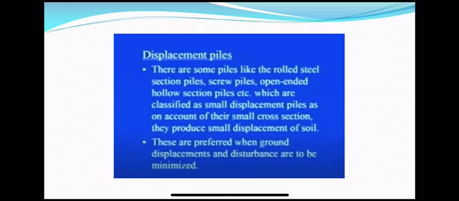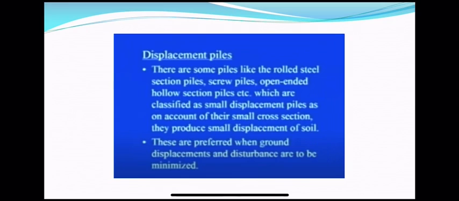Now, displacement piles again: there are some piles like rolled steel section piles, screw piles, open-ended hollow section piles, etc., which are classified as small displacement piles on account of their small cross section. They produce small displacement of the soil around them. So in case of rolled steel section and screw piles, since their cross section is small, they produce very small displacement of the surrounding soil. That is why they are called small displacement piles.